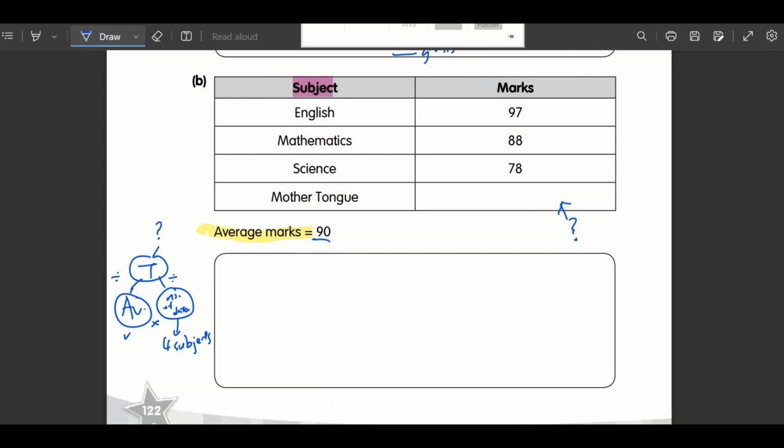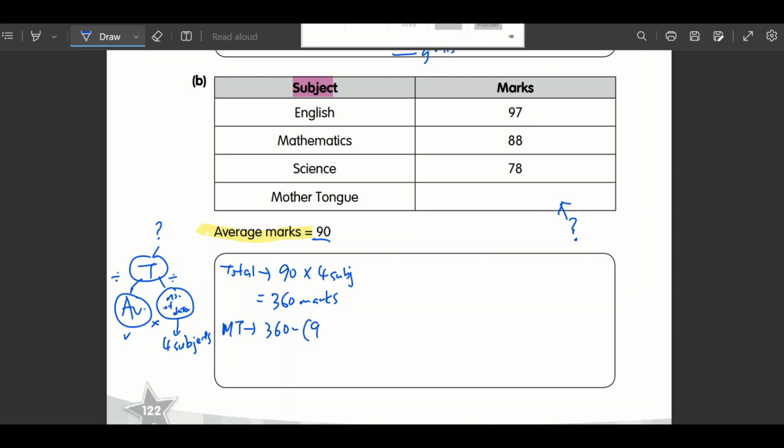So to find this, first of all, I can find the total. So the total will be the average marks, 90, times the 4 subjects. After I add them up and then divide, the average is 90. So to find the total, I multiply them together again. I get the total would be 360 marks. So in other words, to get the marks for mother tongue, I use the total and subtract English, subtract mathematics, and subtract science.